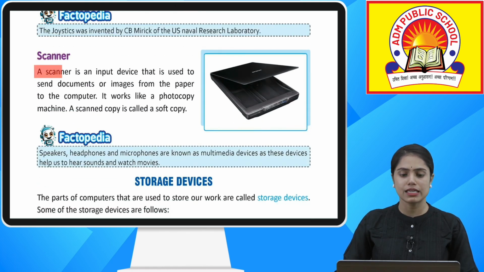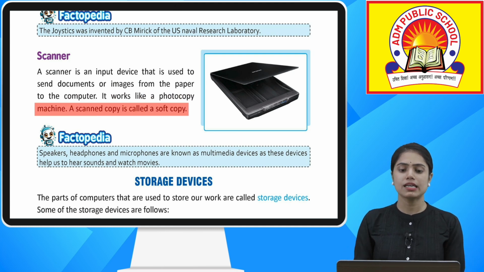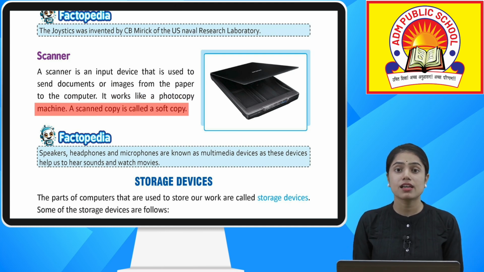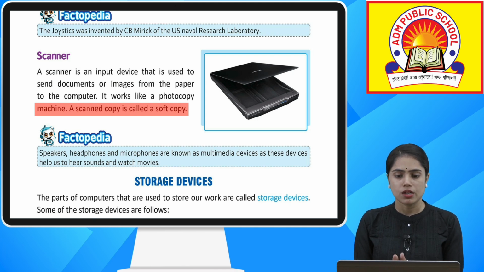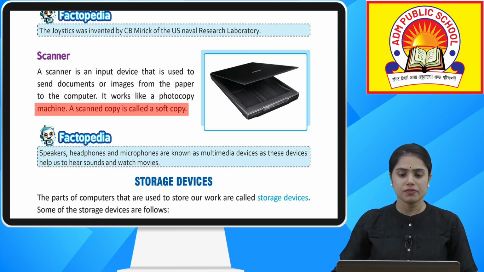Scanner. A scanner is an input device that is used to send documents or images from the paper to the computer. It works like a photocopy machine. A scanned copy is called a soft copy. Scanner is also an input device that is used to send a document or images from the paper. It works like a photocopy machine. It scans the soft copy in the computer.